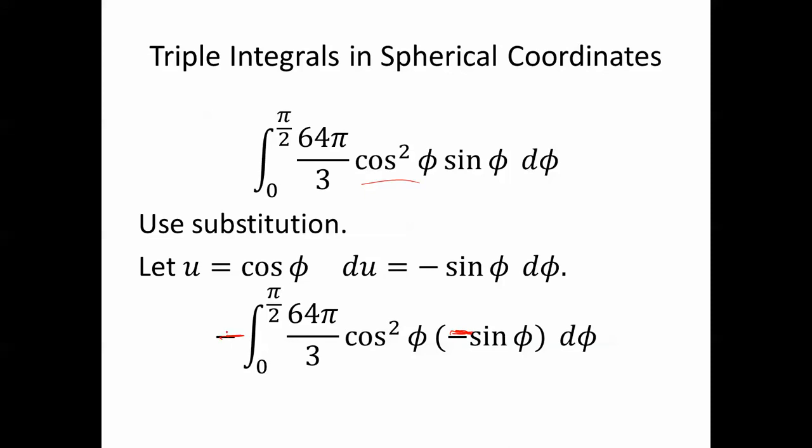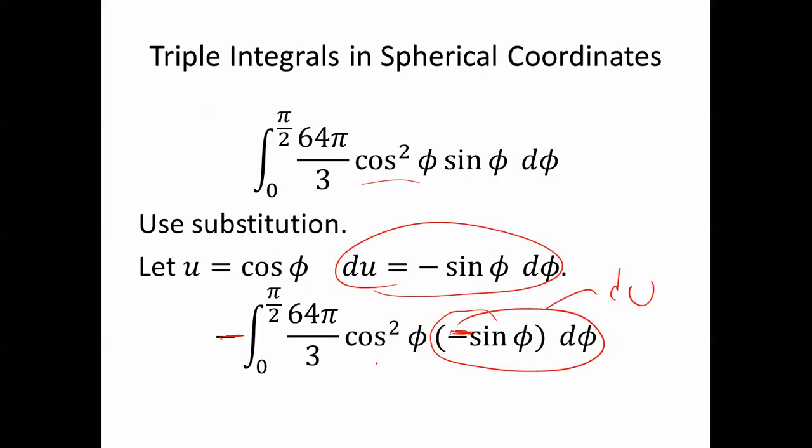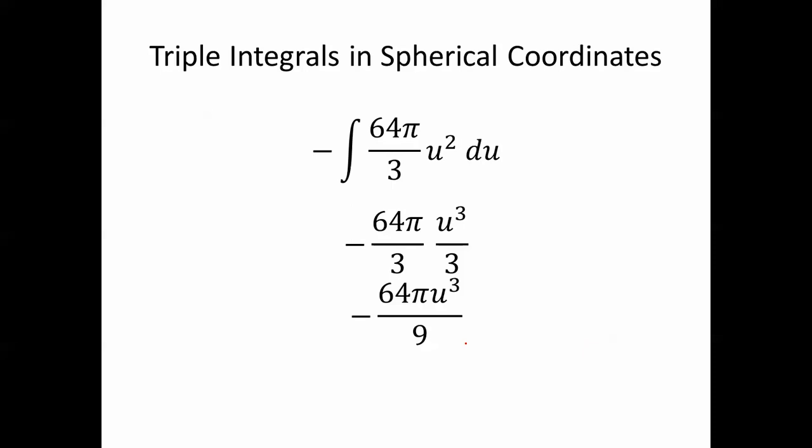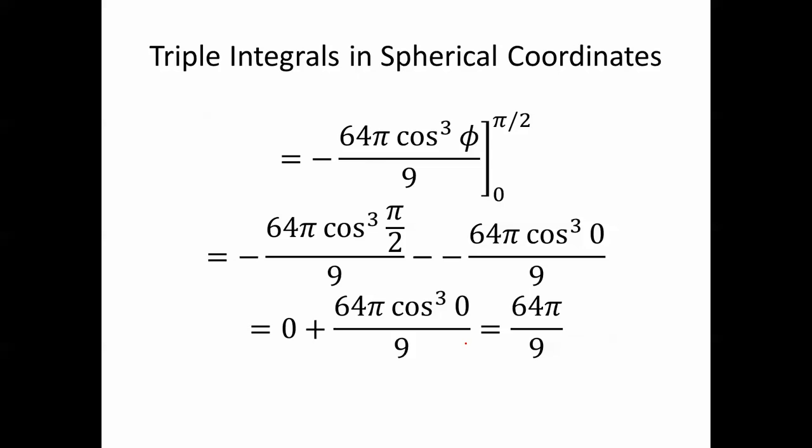And now we can convert, because this negative sine phi d phi, that's our du, right? And then 64 pi over 3 cosine squared phi, the cosine squared phi, that's just going to be u squared. So we end up with negative 64 pi over 3 u squared du. Integrate that and we get negative 64 pi over 3 u cubed over 3, negative 64 pi u cubed over 9 when you combine the 3's. Okay, so substitute in cosine phi for u, we end up with negative 64 pi cosine cubed phi over 9, and that's as phi goes from 0 to pi over 2.